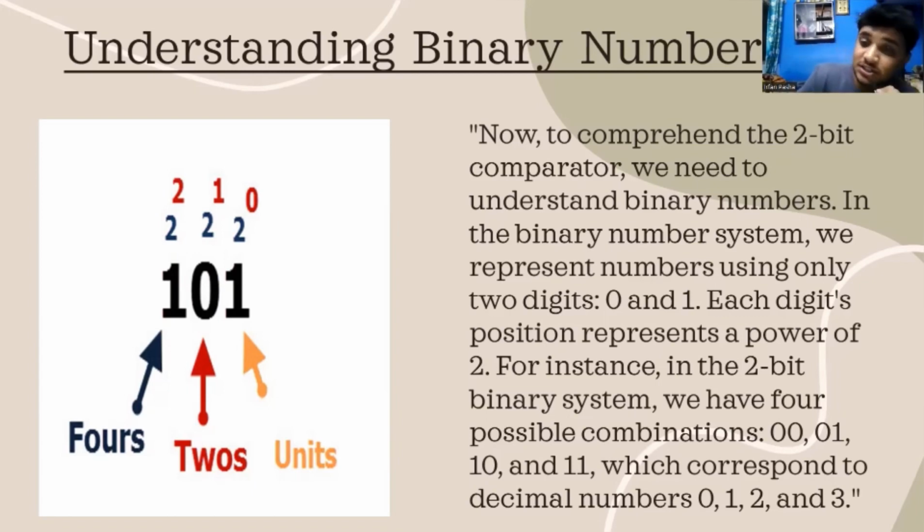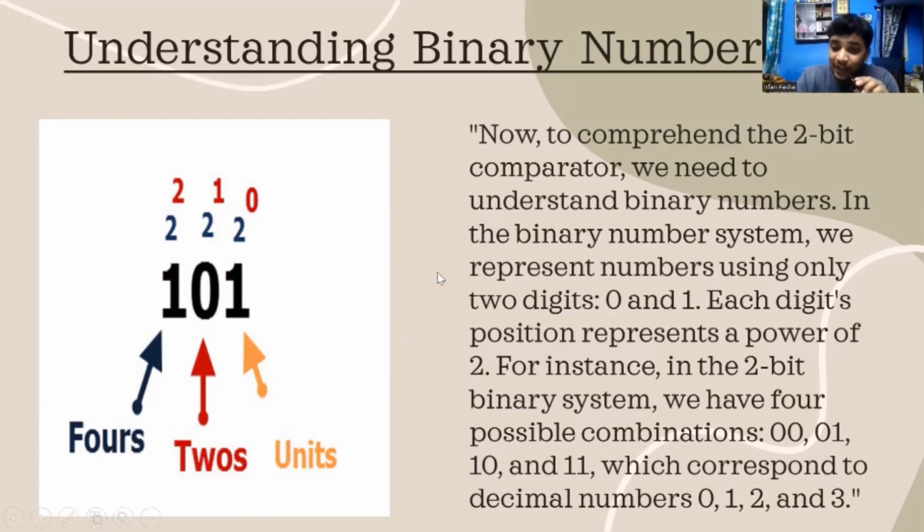So what does this tell us? It tells us that the binary number system deals with only two digits, 0 or 1. We've understood it. Moving on to the next: each digit position represents a power of 2. As we have seen in this image, in 101, from the right-hand side, the 1 here is 2 power 0, the 0 here is 2 power 1, and the 1 here is 2 power 2. It keeps on increasing: the next digit will be 2 power 3, 2 power 4, and so on.